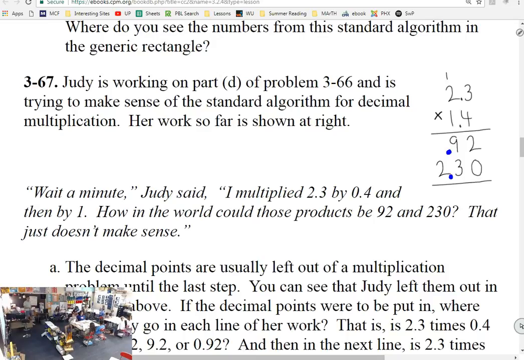Alex? Well, they both use the same numbers, and they get the same answer, but you're just using a different method. Look at the top of the generic rectangle: 2 and 3/10. Look at the bottom part: 8/10, 12 hundredths, 92 hundredths. It's the same thing, just easier.